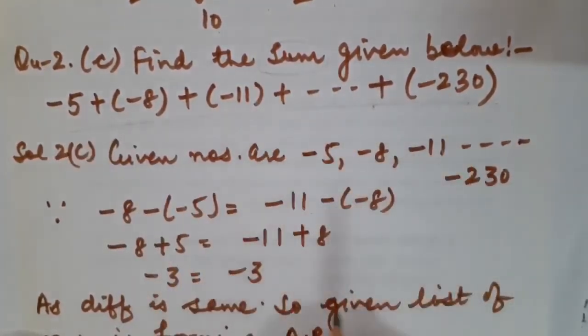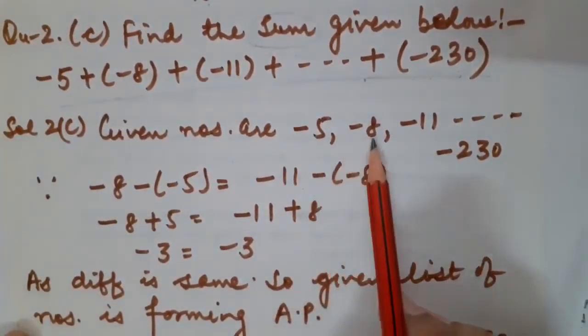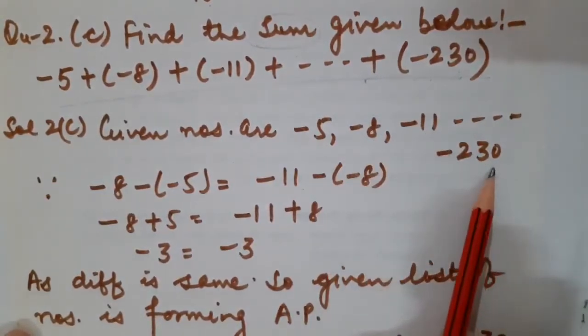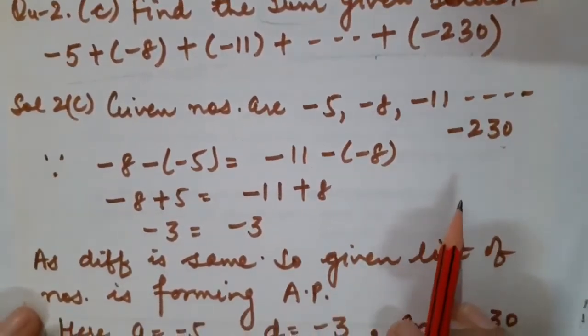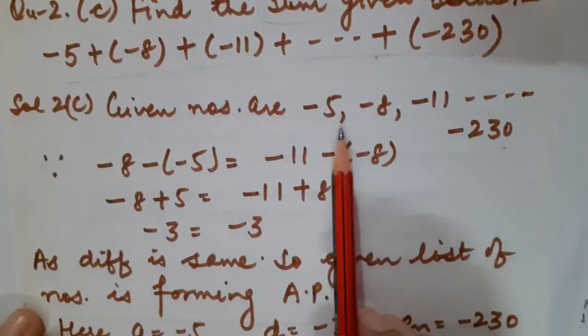Fine. So here the given numbers are minus 5, comma minus 8, comma minus 11 and so on up to minus 230. Correct. So how do we come to know whether the given list of numbers is forming an AP or not? Yes, we will have to go for the common difference.